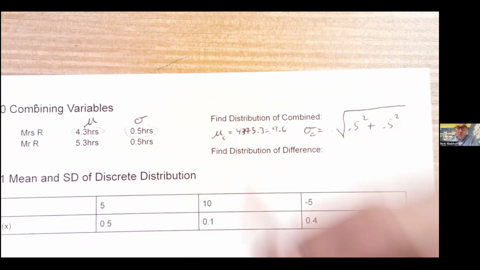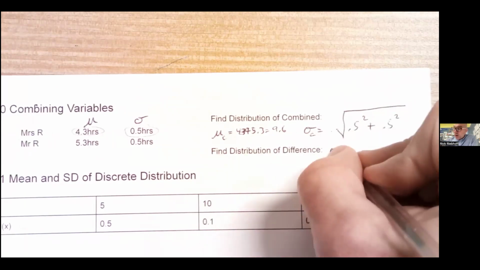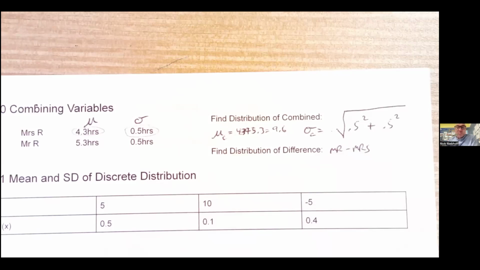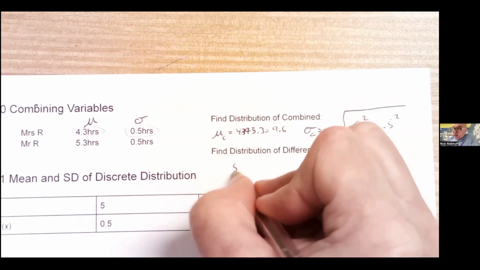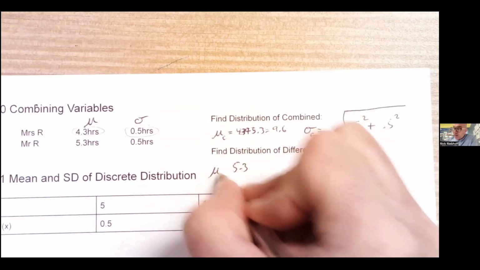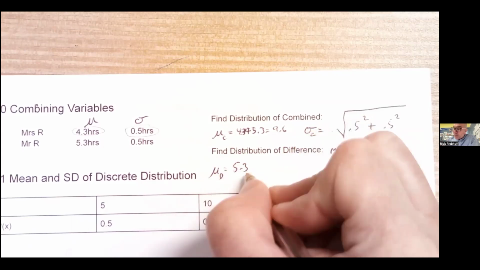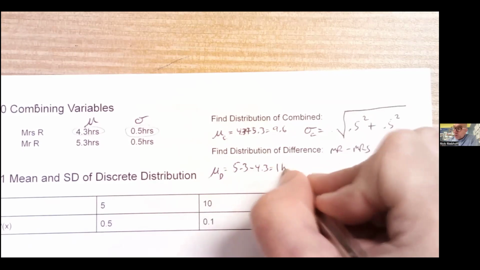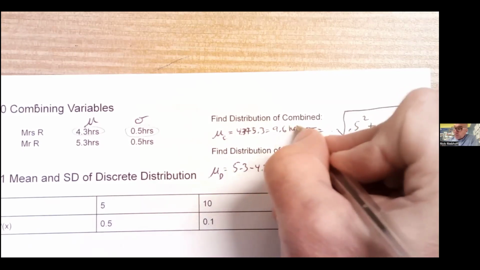Okay, so what about the difference? Let's go Mr. minus Mrs. On average, how much slower am I than her? So we take 5.3, the mean of the difference would be 5.3 minus 4.3. That means she usually beats me by 1 hour. I guess I could put hours here.